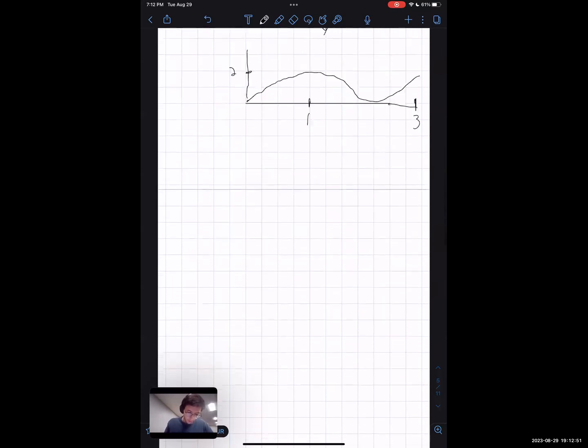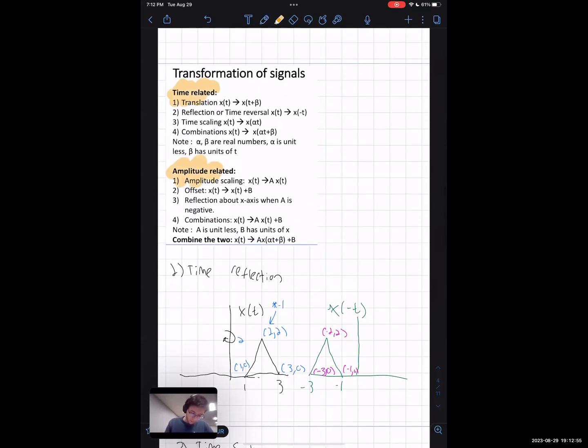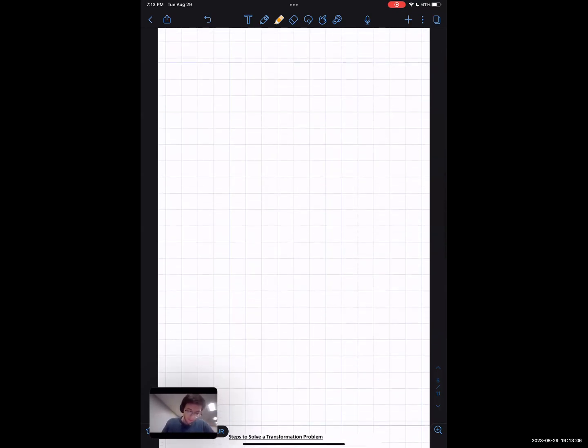Okay, amplitude scaling, perfect. So now we're moving on from time-related transformations to amplitude-related transformations. So we're no longer dealing with the horizontal axis or the t domain, time domain. We're now going to be going into the vertical axis, so the actual amplitude of the signal.